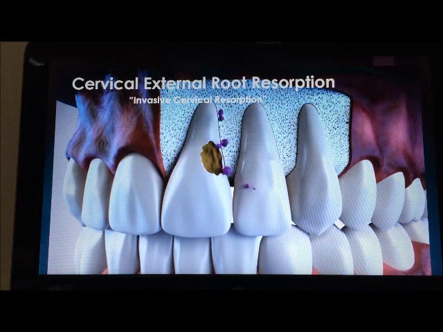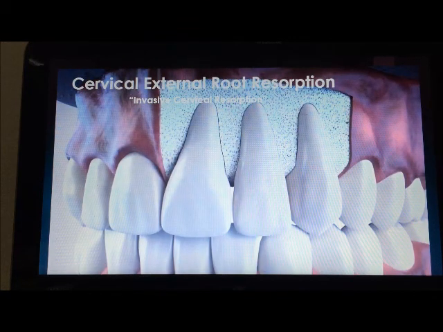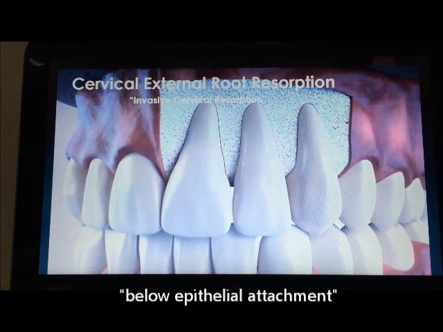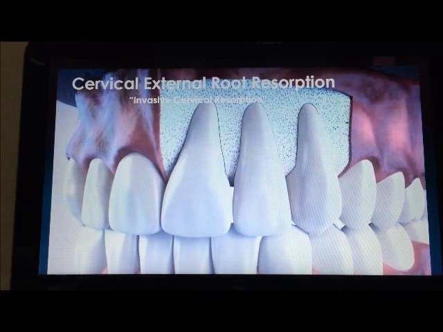However, the only difference between cervical external root resorption and inflammatory type root resorption is the formation of necrotic pulp tissues and pulpal involvement. It usually occurs below the epithelial attachment and is not always cervical but along the pocket midline.